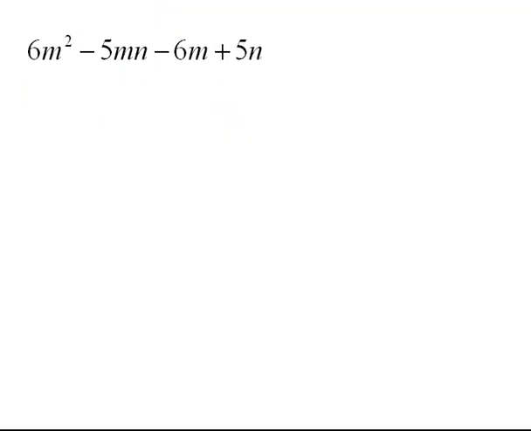Alright, let's try one more. We have 6m squared minus 5mn minus 6m plus 5n. So we do not have a GCF. That's our first rule. We have 4 terms, which tells us to factor by grouping. So I'm going to separate these out and go, what do the first 2 terms have in common? They both have an m.